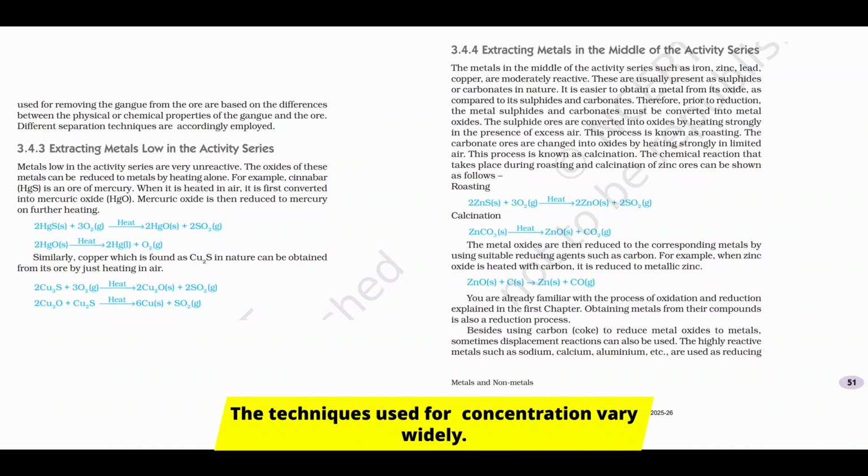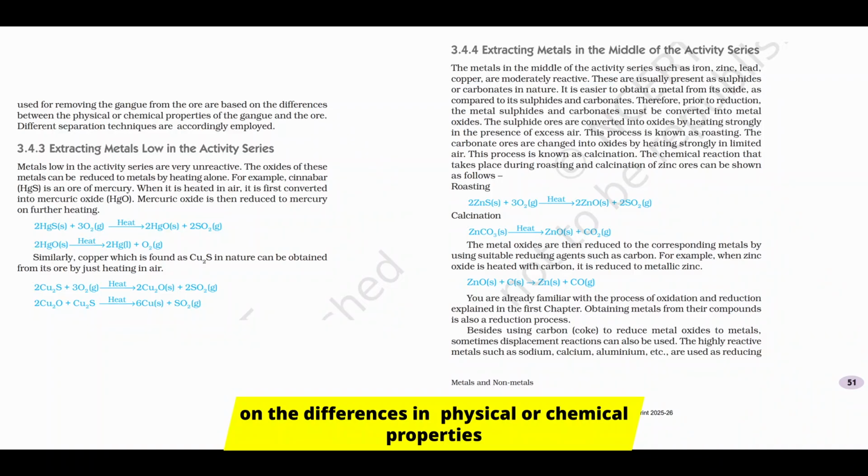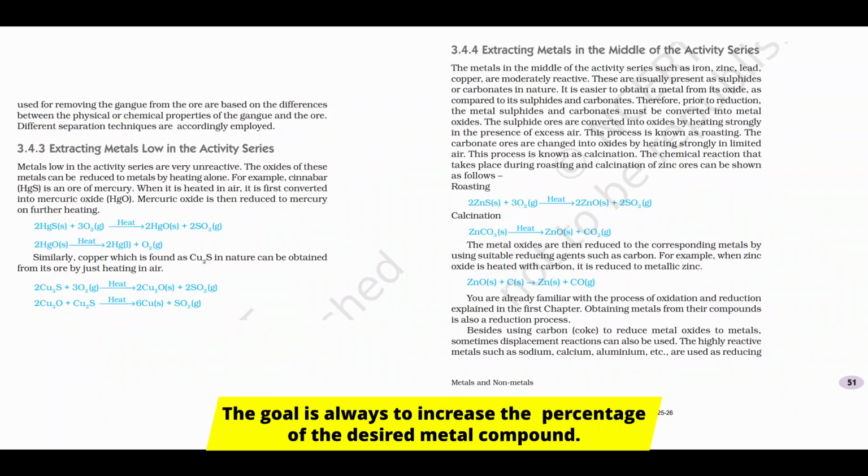Before we can even begin to extract the actual metal compound, these gangue impurities must be removed as much as possible. The techniques used for concentration vary widely. They are chosen specifically based on the differences in physical or chemical properties between the desired ore mineral and the unwanted gangue. For example, some methods might exploit differences in density using washing with water, hydraulic washing, or magnetic properties for magnetic ores, magnetic separation, or maybe differences in how they are wetted by oil and water, froth flotation, used often for sulfide ores. The goal is always to increase the percentage of the desired metal compound.